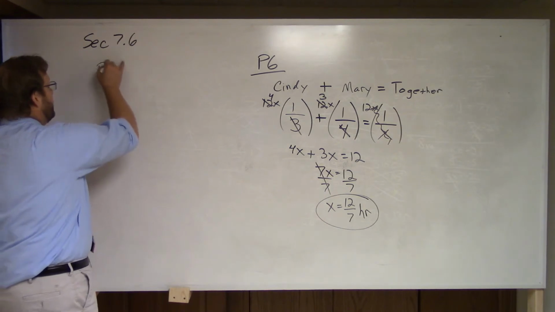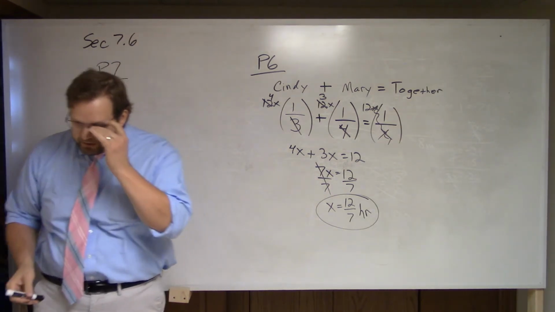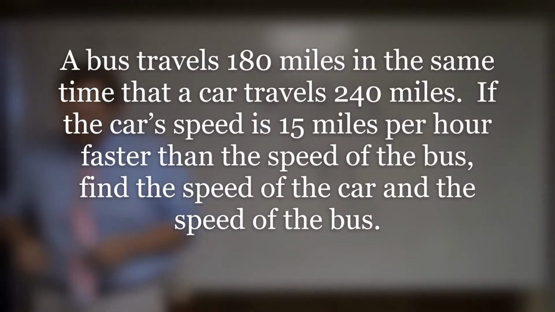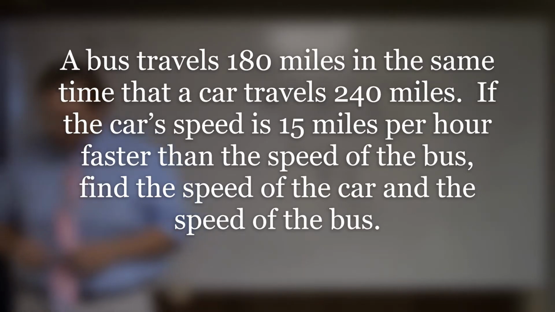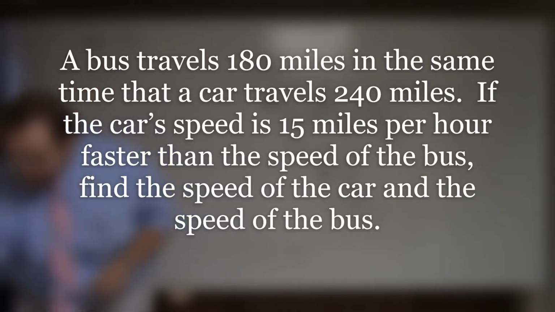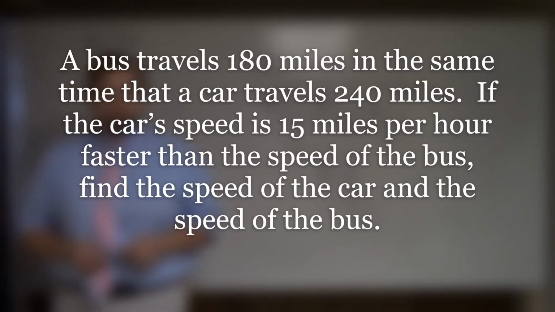Let's go to practice 7. Practice 7 is found on page 494, and it reads, a bus travels 180 miles in the same time that a car travels 240 miles. If the car's speed is 15 miles per hour faster than the speed of the bus, find the speed of the car and the speed of the bus.